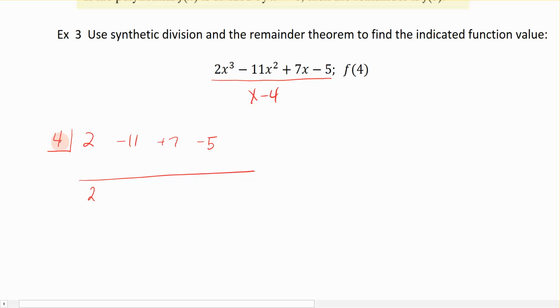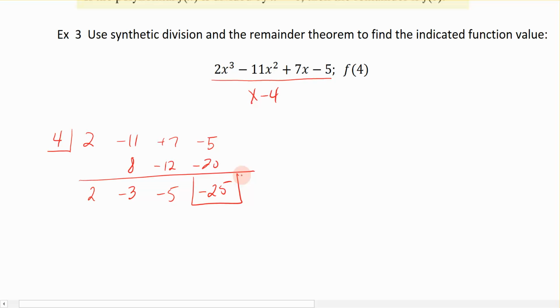Remember, we multiply and add. So 4 times 2 is 8, and we add straight down and get negative 3. 4 times a negative 3 is a negative 12. Add straight down, I get negative 5. 4 times a negative 5 is a negative 20. Add straight down and I get negative 25.